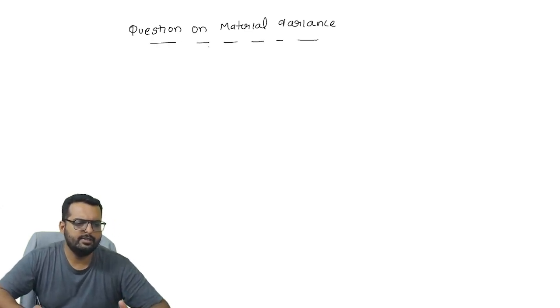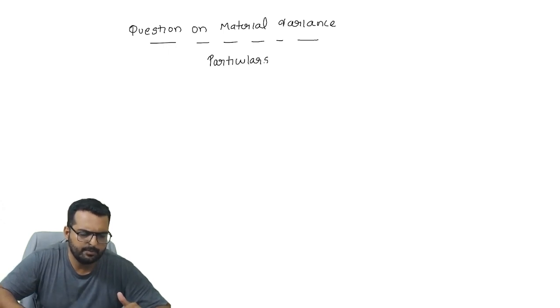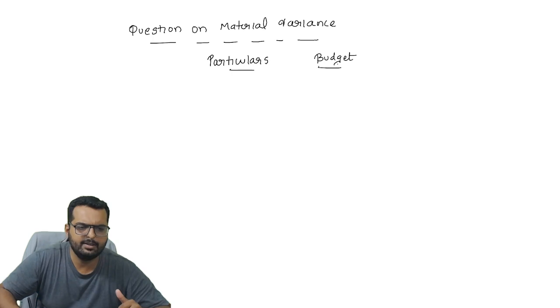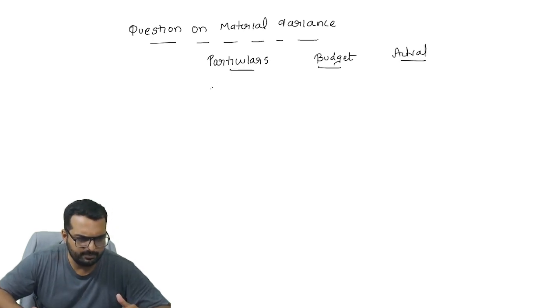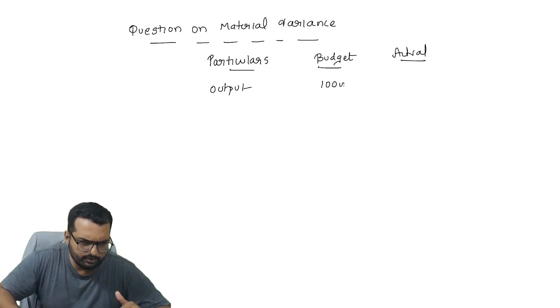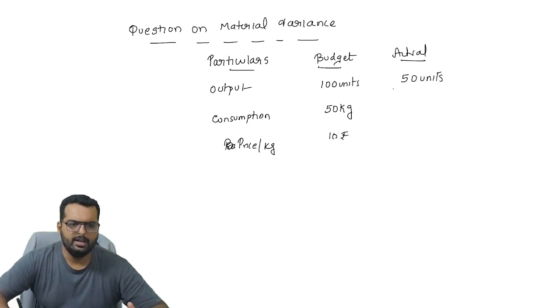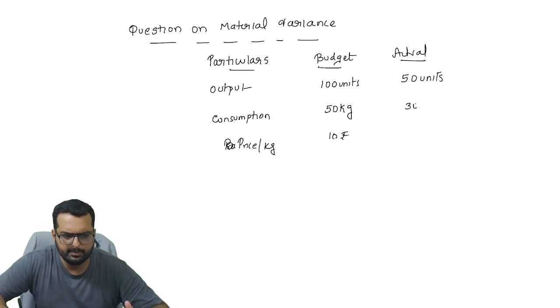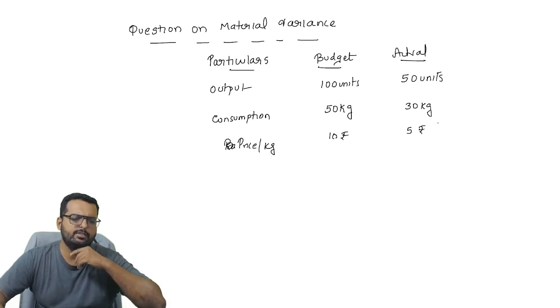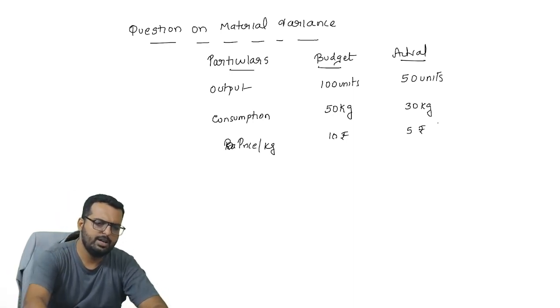All right. Now, friends, I'll just draw a table, particulars. I'll put a budget and then the actual. Suppose the budgeted output was 100 units, but the actual output is only 50 units. And the budgeted consumption is turning out to be 50 kg. And the price per kg is turning out to be 10 rupees. All right. So now the actual consumption has turned out to be 30 kg and the price has come down to 5 rupees. Write down this and find out the variances on your own. I'll give you 5 minutes time.